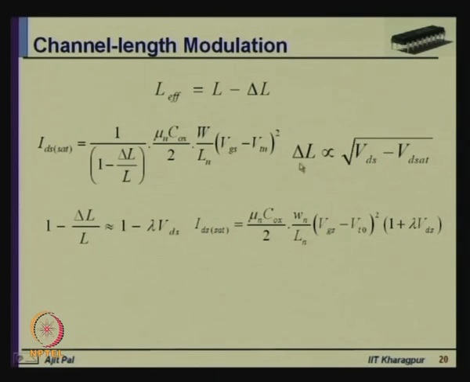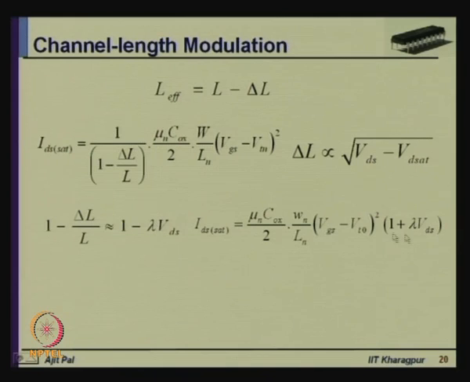So, this change in the channel length is proportional to the drain voltage. When the drain voltage is large, only then this reduction occurs, and this change, 1 minus delta L by L, can be represented by 1 minus lambda VDS, where lambda is known as the channel length modulation coefficient.